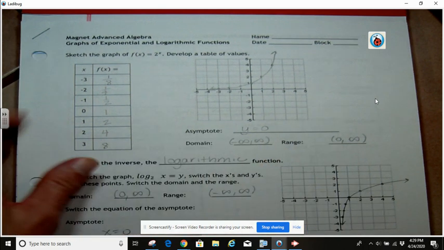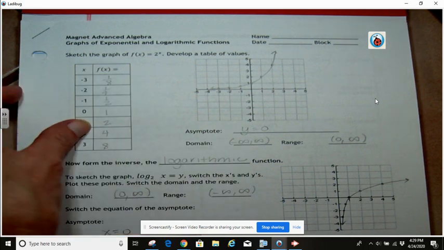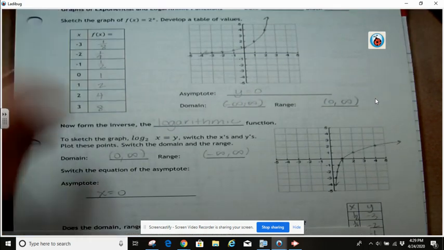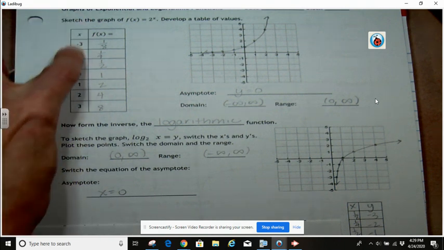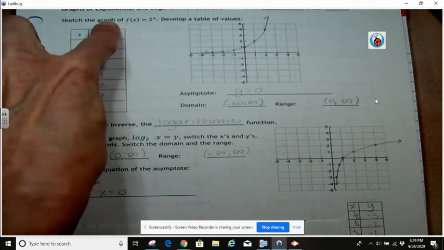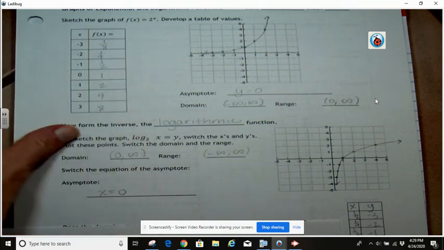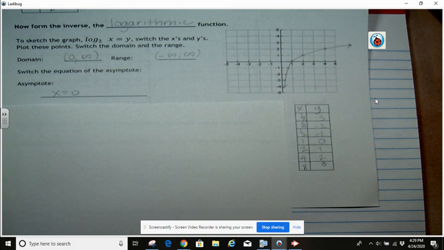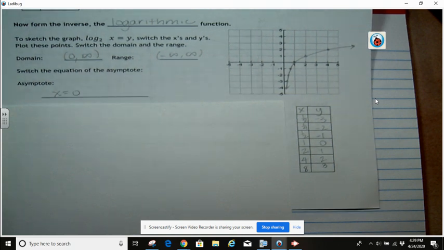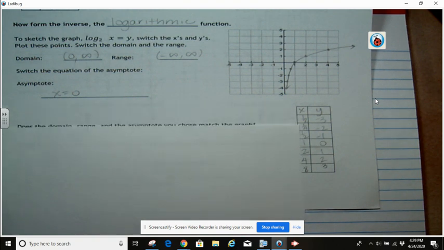And if the asymptote is a horizontal y equals 0, then for our inverse function, it would be a vertical x equals 0. Then we take the same table, and all these x's become the y's, and all these y's become the x's. So here's our table of values, just switching the x column with the y column. And then when you plot these ordered pairs, you can see you get that inverse graph that I showed you on the calculator. So does the domain and range and the asymptote you choose match your graph?